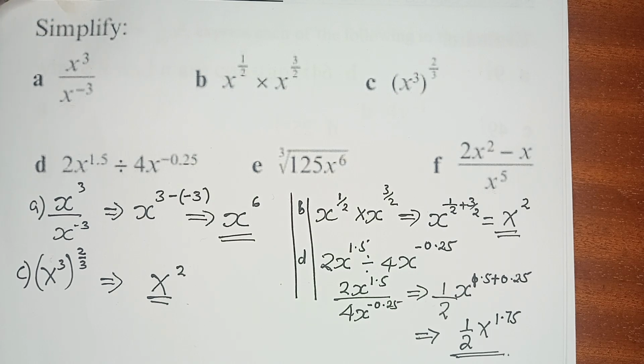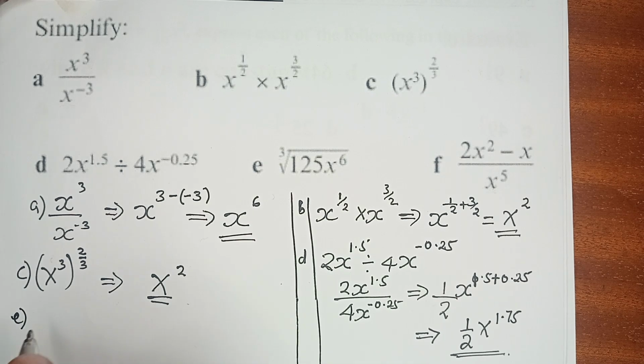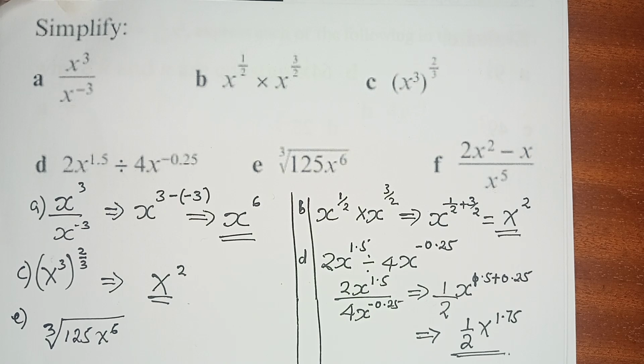As far as part D is concerned. Let us talk about part E. Part E is the cube root, or the third root, of 125 x raised to power 6.